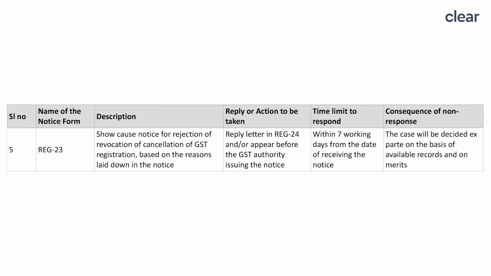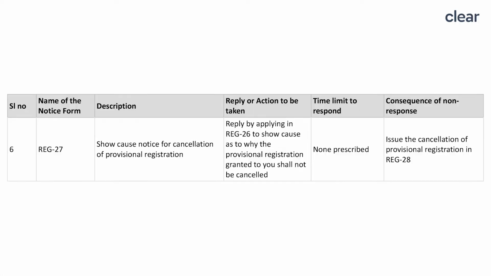Now, let's see what is REG23 notice. It is a show cause notice for rejection of revocation of cancellation of GST registration based on the reasons laid down in the notice. The taxpayer should write a reply letter in REG24 or appear before the GST authority that issued the notice within 7 working days from the date of receiving the notice. If the taxpayer does not respond to the notice, the case will be decided ex parte on the basis of available records and on merits.